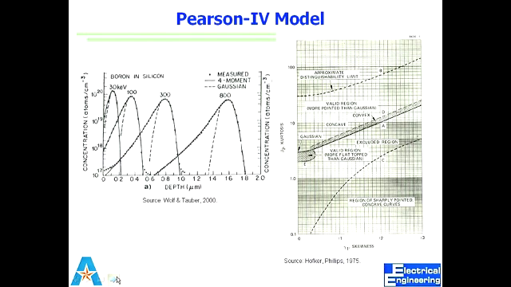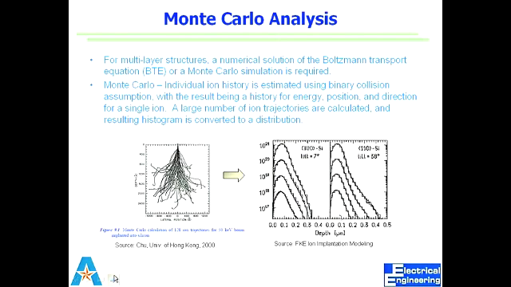Then they define skewness for boron. I think these are all for boron. Anyway, if you look at it much more closely, then there are many more issues with that.